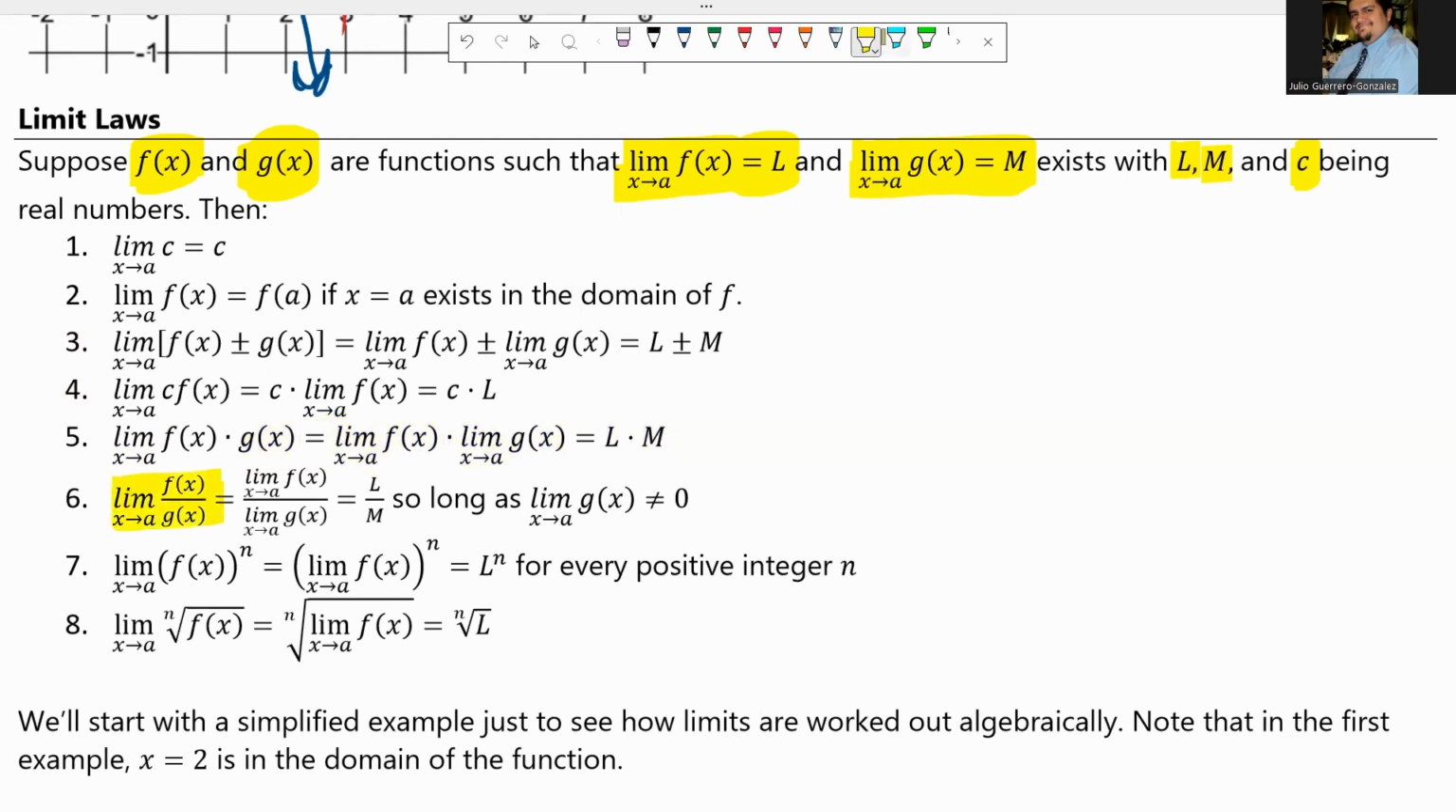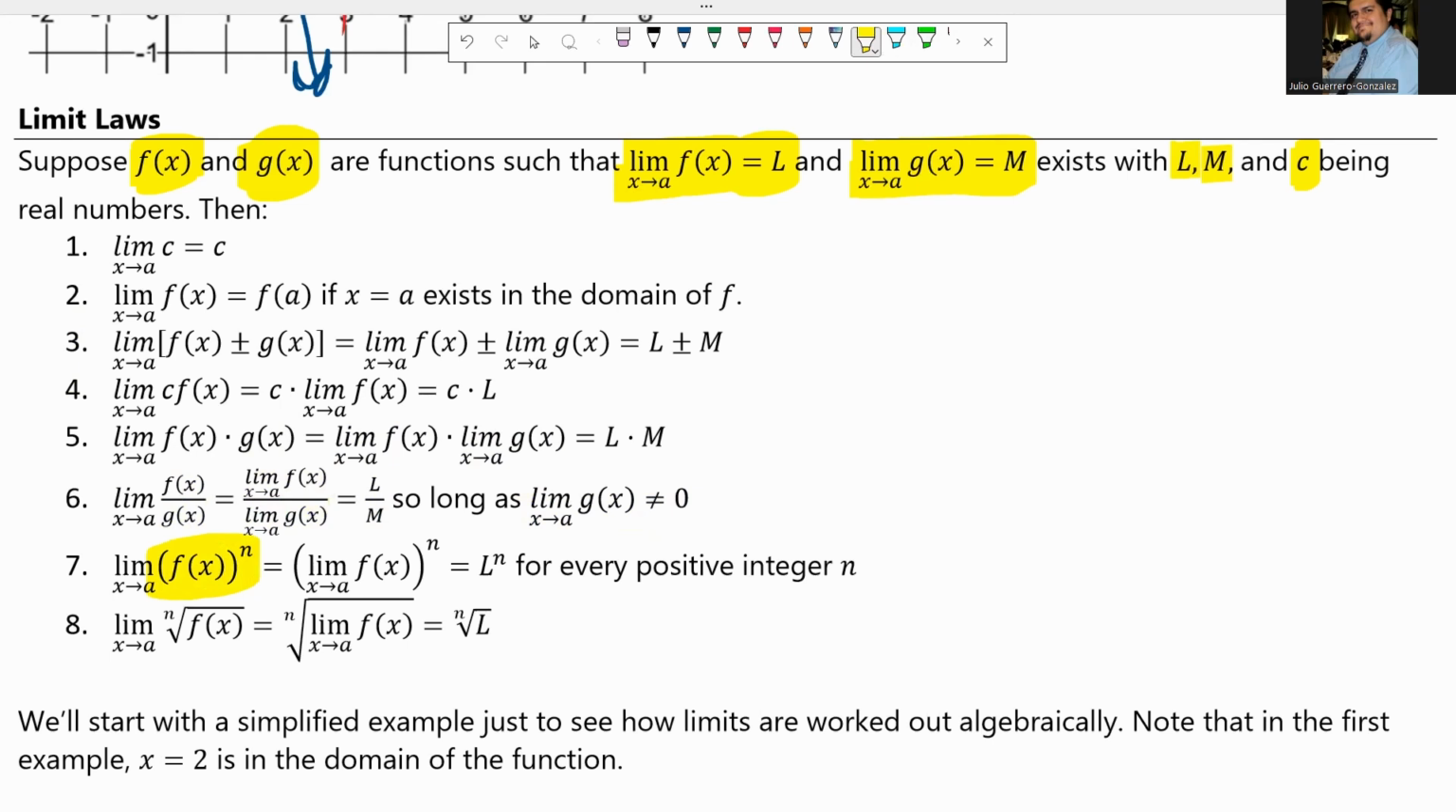If you have the limit of a quotient, the limit of a fraction, it is equivalent to the fraction of the limits, and it's going to be L divided by M, so long as the limit of g of x, basically the limit of the bottom, is not equal to 0. We still can't divide by 0, even if it is with limits. Next one, suppose you have f of x to the n power.